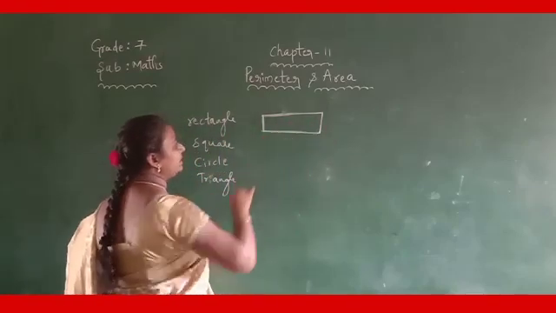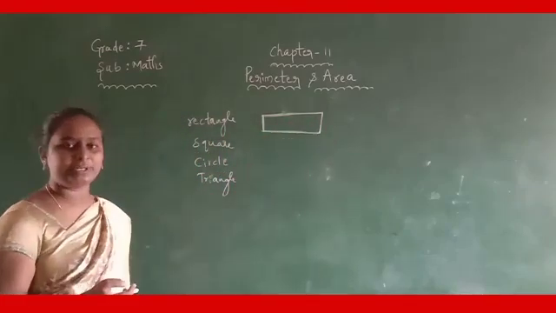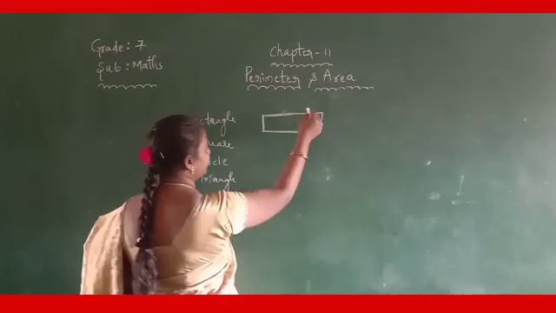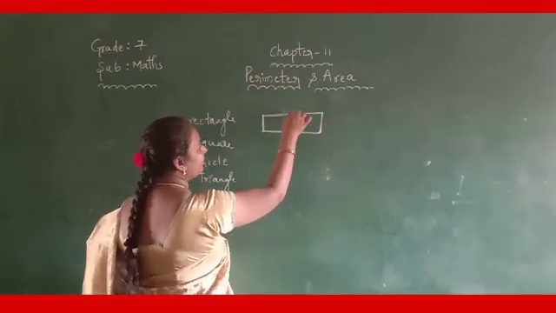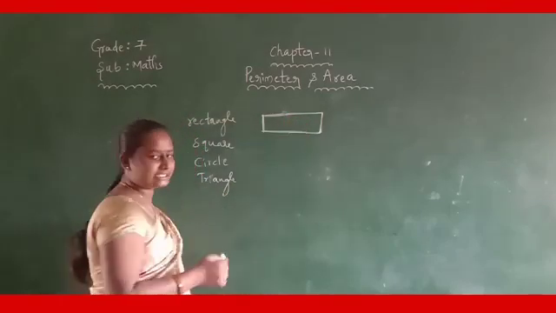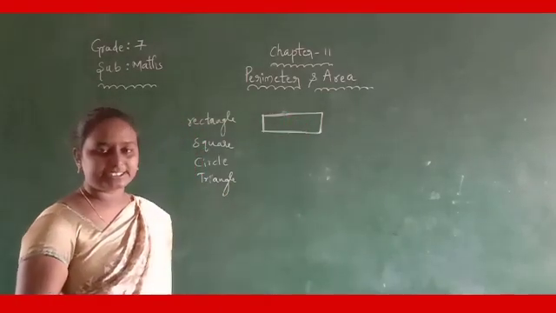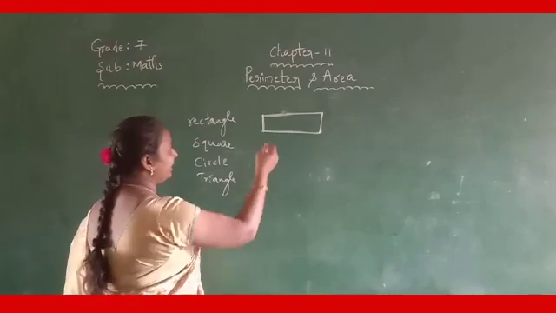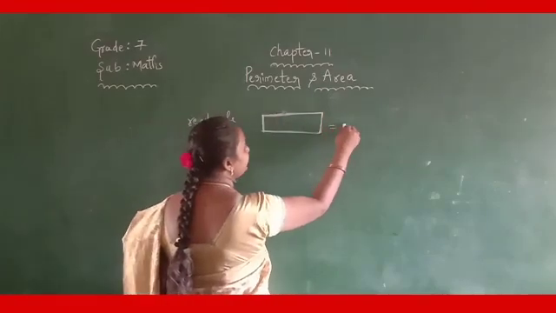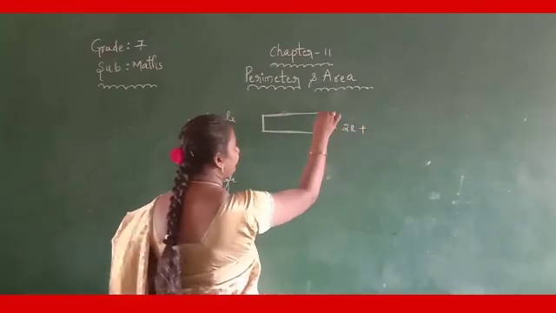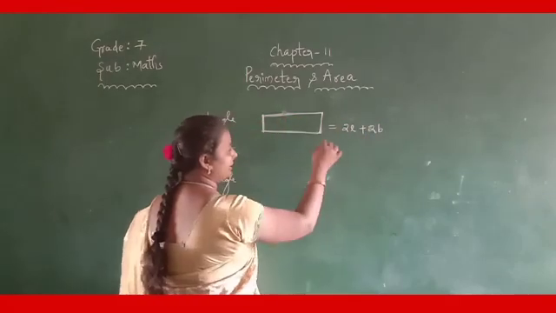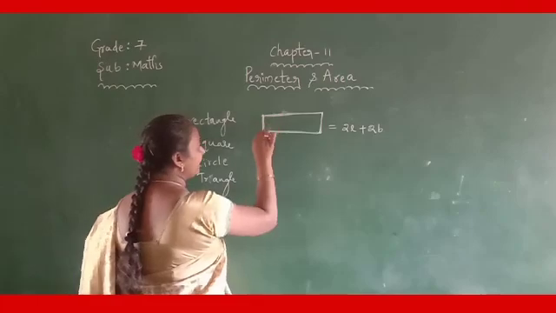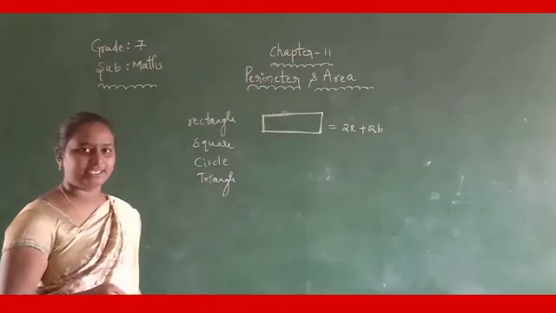So how many sides does a rectangle have? It has 4 sides, but opposite sides are equal and parallel. So it has 2 lengths, and what are these here? These are the breadth. 2 breadths. So this is the perimeter of a rectangle.